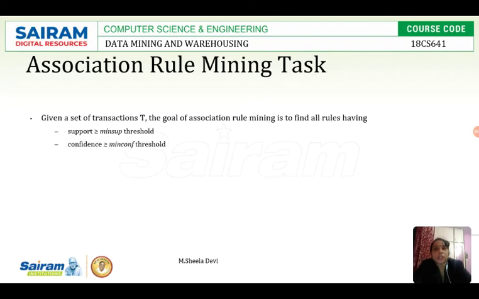Association rule mining task. Given a set of transactions T, the goal of association rule mining is to find all the rules having support greater than or equal to the minimum support threshold and confidence greater than or equal to the minimum confidence threshold.